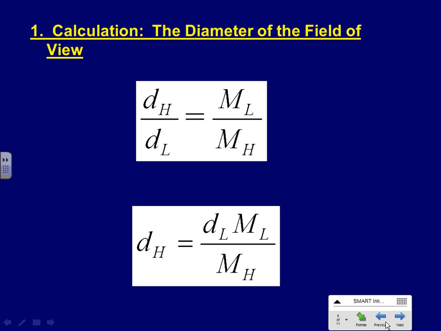This is a rearrangement of this equation, and I noticed some people didn't like the rearranging of the equations. So you could start with this equation and then, if you wanted to find the diameter under the high, you would multiply by this number and multiply by this number, and you would do all your things. We'll do some practice problems in a moment.